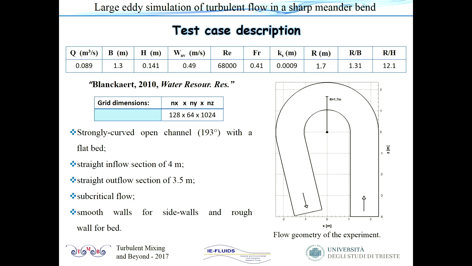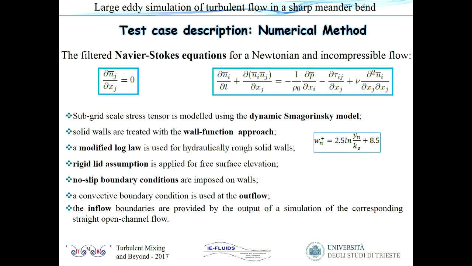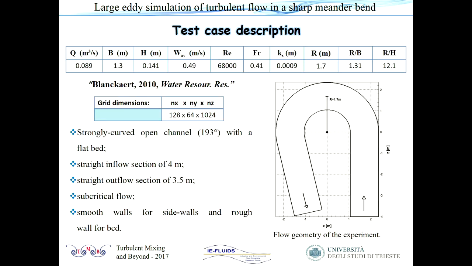I take as reference the experimental work of Blanckaert. The experimental flume consists of a straight inflow section, a curved section of 193 degrees, and a straight outflow section, over a flat bed. The vertical sidewalls are hydraulically smooth, whereas the bed is hydraulically rough. The flow is turbulent and subcritical, and in the table are listed the hydraulic and geometric parameters of the simulation and the grid characteristics.